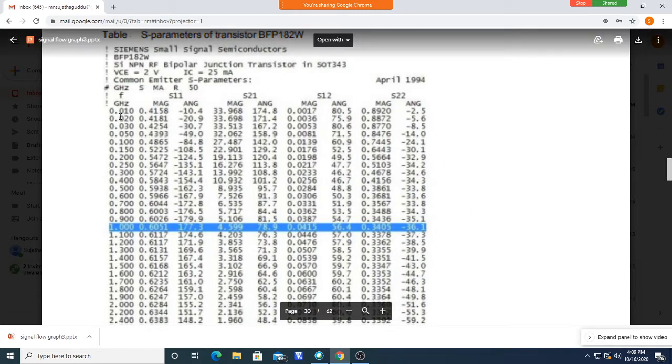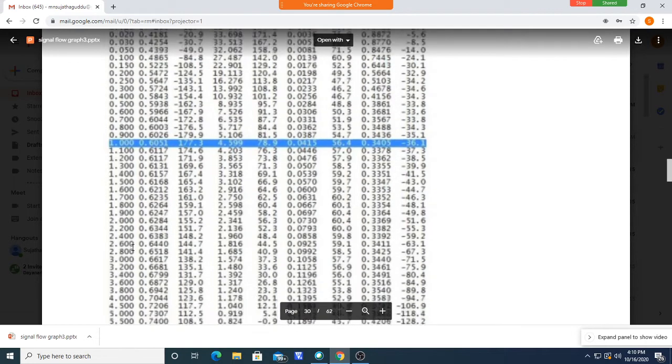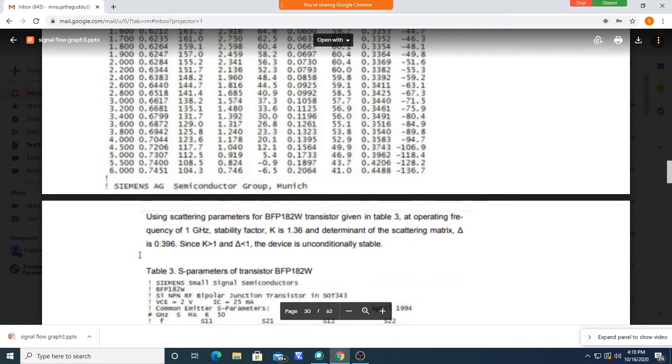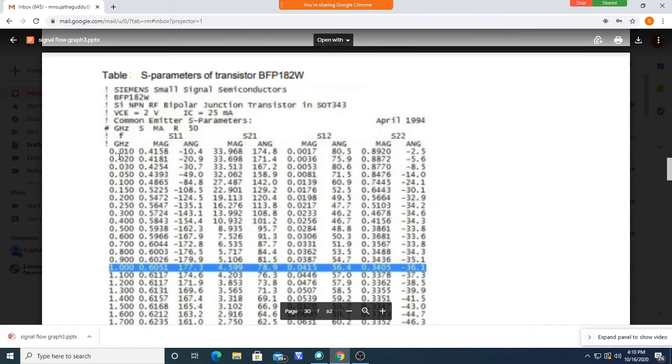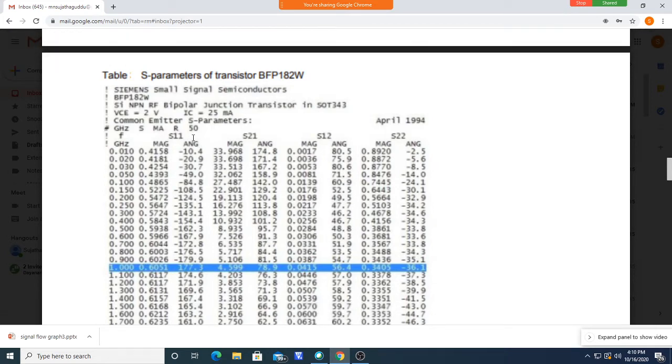They specify the frequency in this table, in gigahertz: 0.01 gigahertz, 1 gigahertz, 2 gigahertz, 3 gigahertz, 6 gigahertz. After the frequency there is S11. Its magnitude is given here, because scattering parameters are complex. They have magnitude and angle. So the magnitude here is 0.4158 and the angle is minus 10 degrees.